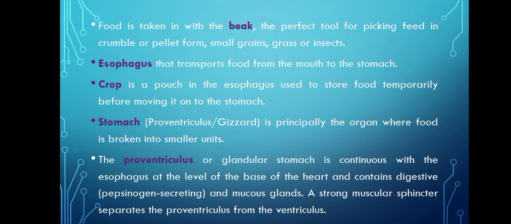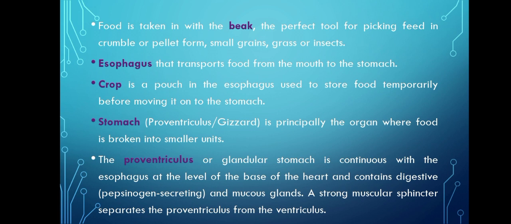The perfect tool for picking feed in crumble or pellet form, small grains, grass, or insects. So it's typical to transfer food from the mouth to the stomach. The special organ is the crop. Birds have a crop, a pouch in the esophagus used to store food temporarily before moving it into the stomach. The stomach, or the proventriculus and gizzard, is principally the organ where food is broken into smaller units.